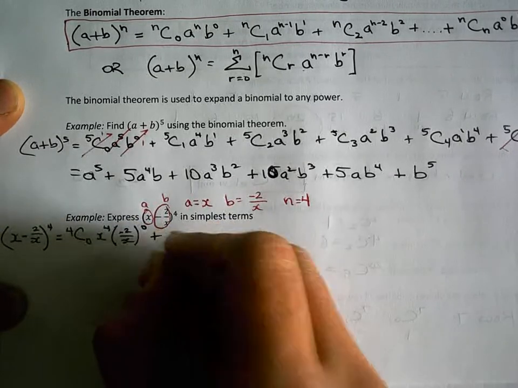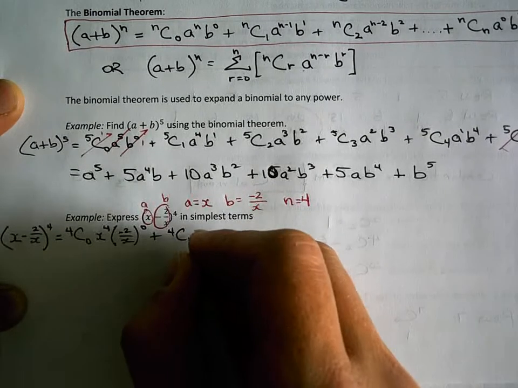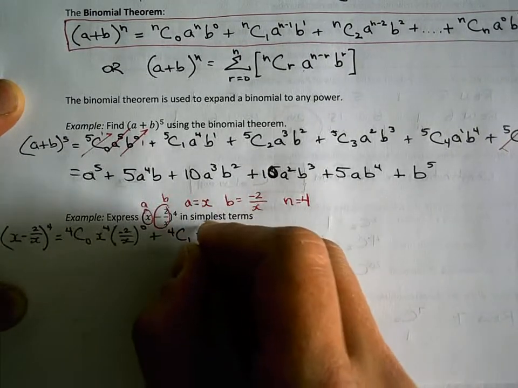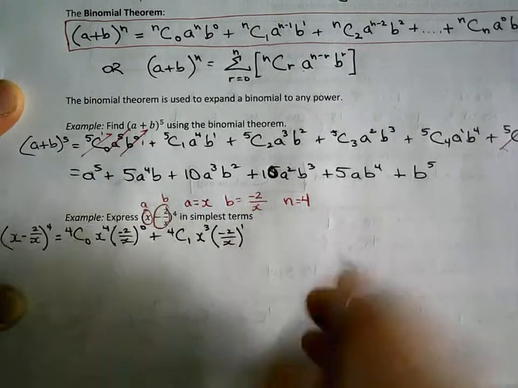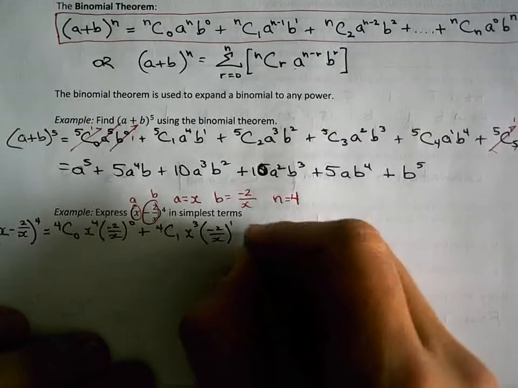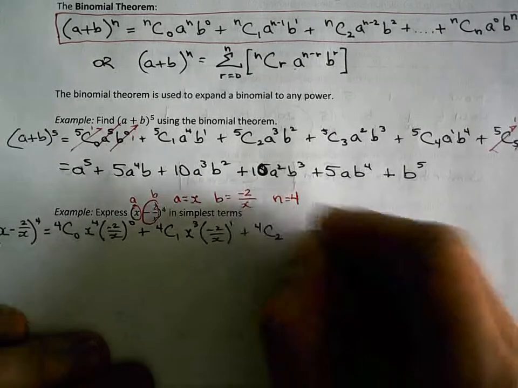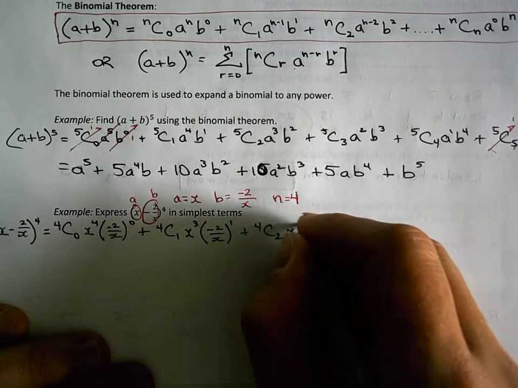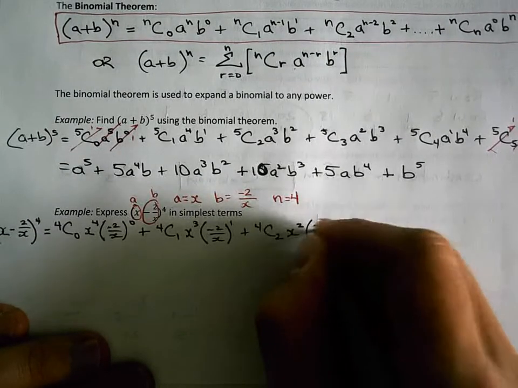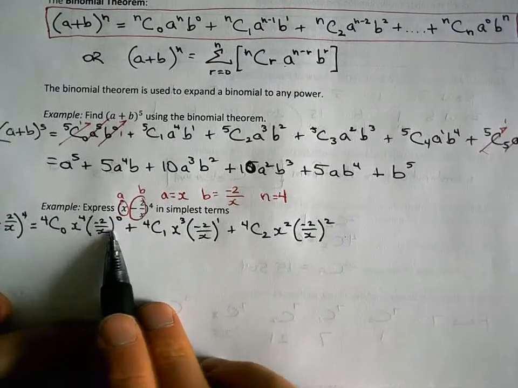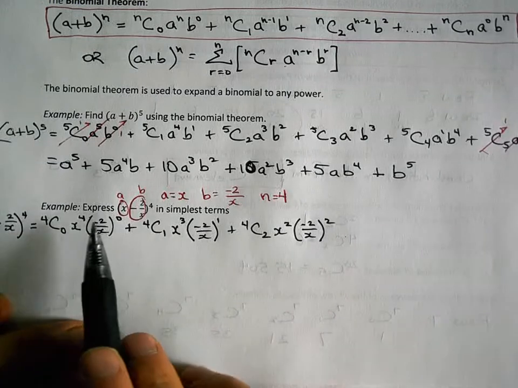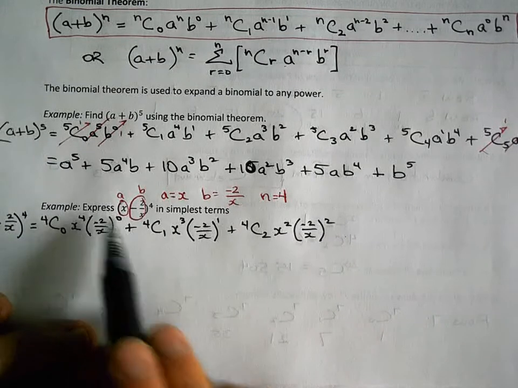Okay, second term, 4 choose 1. I have x, but this time to the power of 3. b is negative 2 over x, this time to the power of 1. We're going to continue. 4 choose 2. x to the power of 2. Then my b value is negative 2 over x, but this time to the power of 2. Because remember, the b values are going from 0, 1, 2, and they're going up. And the x values, the a values, are going down to 4, 3, 2.